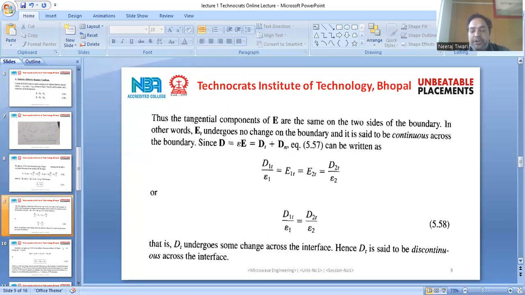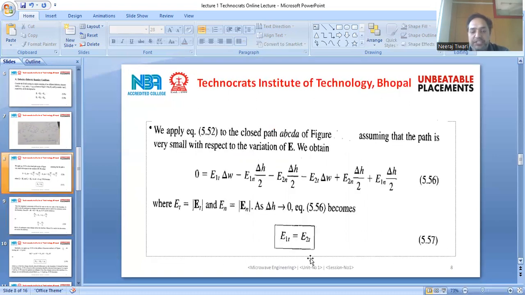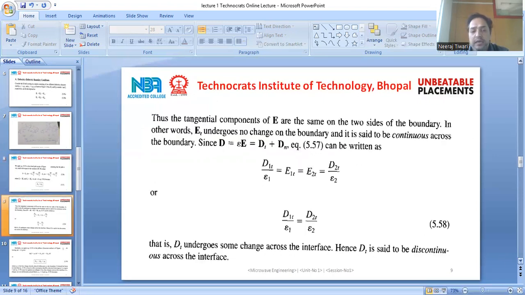Now I'm talking about E1T equal to E2T. We already know the relation between electric field intensity and electric flux density D. What is the formula? D is equal to epsilon into E. So E1T you can write as D1T upon epsilon 1, and in the same way E2T is equal to D2T upon epsilon 2. If you simplify, you will get D1T upon epsilon 1 is equal to D2T upon epsilon 2.